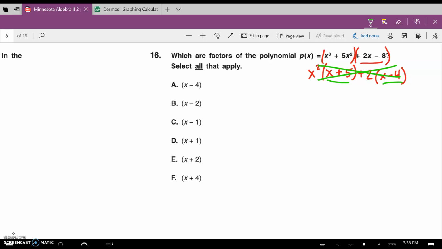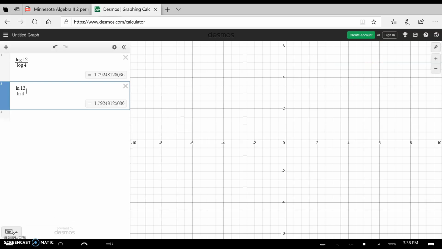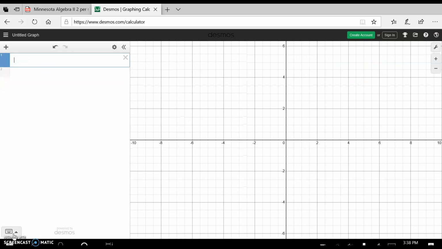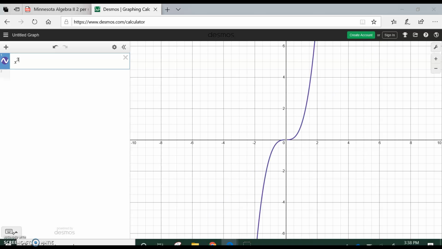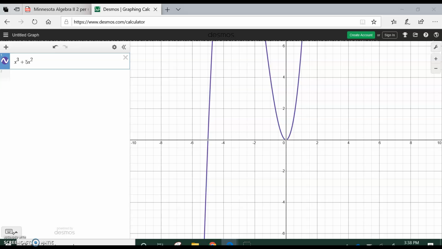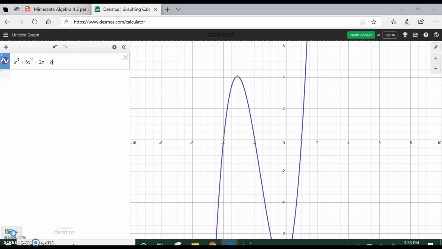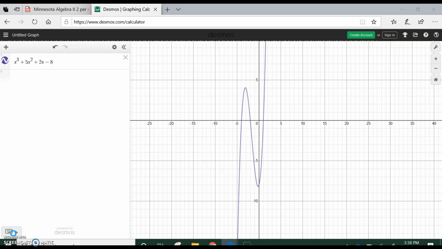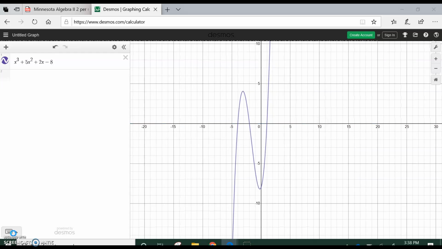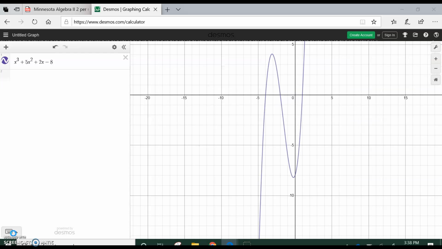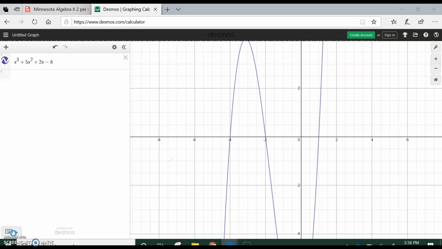Okay, so our second option is to go back to Desmos, to go back to our calculator, and we're actually going to type this in, and we're going to see what happens on this graph. Okay, so we've got x to the third plus 5x squared plus 2x minus 8. Alright, and here is your graph. Let me zoom it out. Okay, and the question is asking what the factors are. So we can tell the factors by where it crosses the axis.